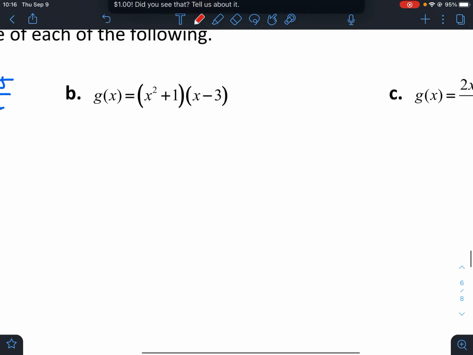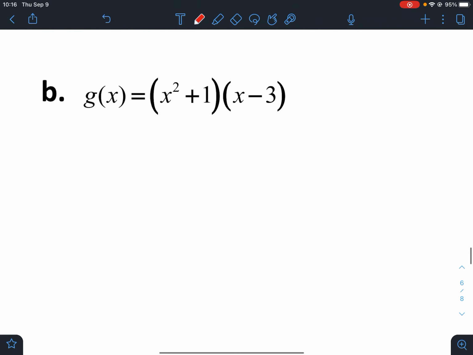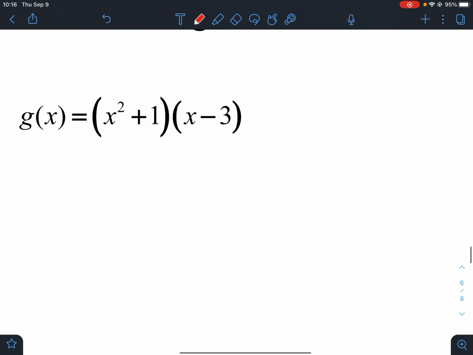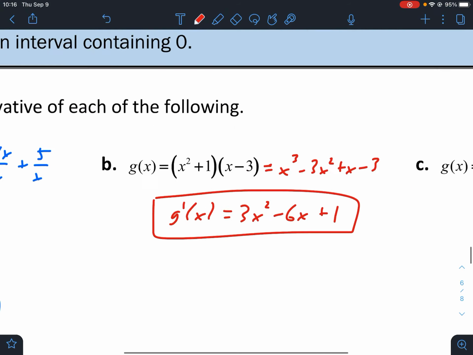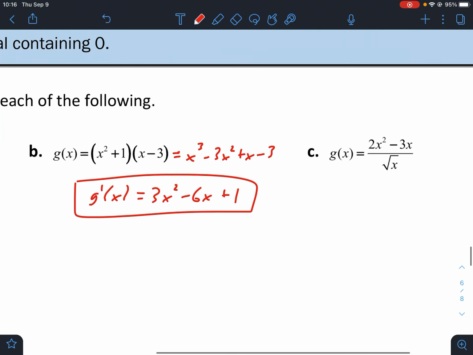All right, part B, there's another way to do this problem called the product rule, but we don't know the product rule yet, so what we'll have to do is we'll have to multiply this out first. X squared times x is x cubed, x squared times -3, 1 times x, and 1 times -3. And then our derivative, 3x squared minus 6x plus 1. And that's it. Nothing else needs to be done for that one.